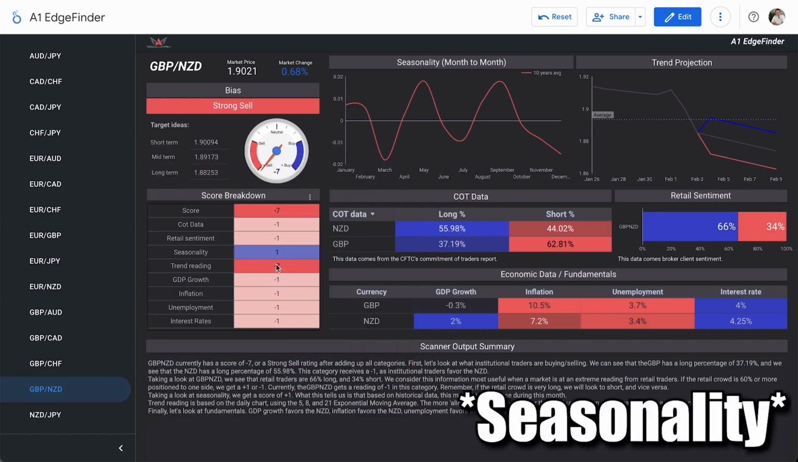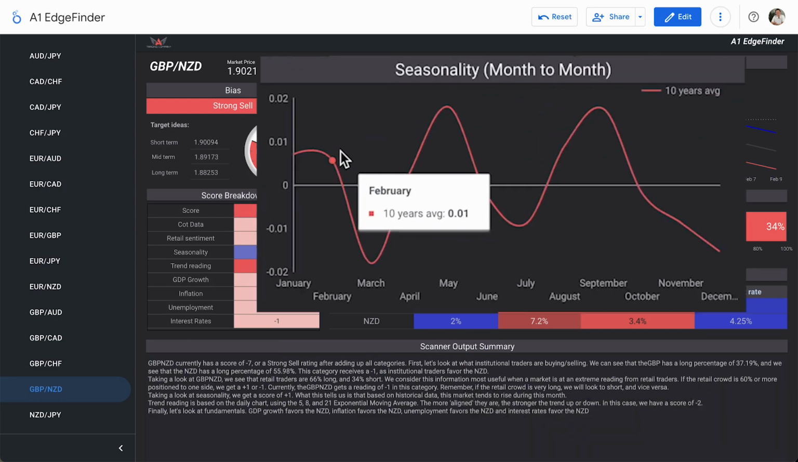Retail sentiment is a score of +1, our one lone little blue box right here. And we can see that in the month of February, again, we're sitting above that 0 or neutral line right there, meaning that over the last 10 years in the month of February, historically speaking, this pair does perform a little bit better. So we'll see if this pair continues to be a strong sell and continues to make moves to the downside, then it may not be following suit with our last 10-year averages.